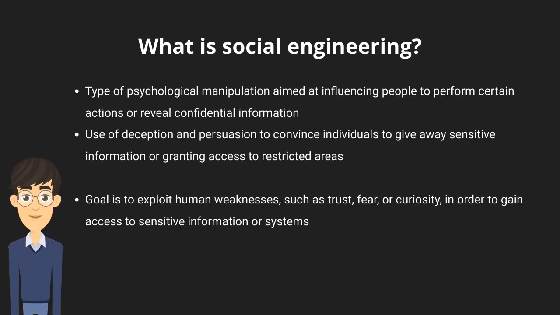What is social engineering? Social engineering is a type of psychological manipulation aimed towards influencing people to perform certain actions and/or reveal confidential information. It's typically through the use of deception and persuasion to convince individuals to give away sensitive information or granting access to restricted areas or information. The main goal of social engineering is to exploit human weaknesses such as trust, fear, or curiosity in order to gain access to sensitive information or systems.